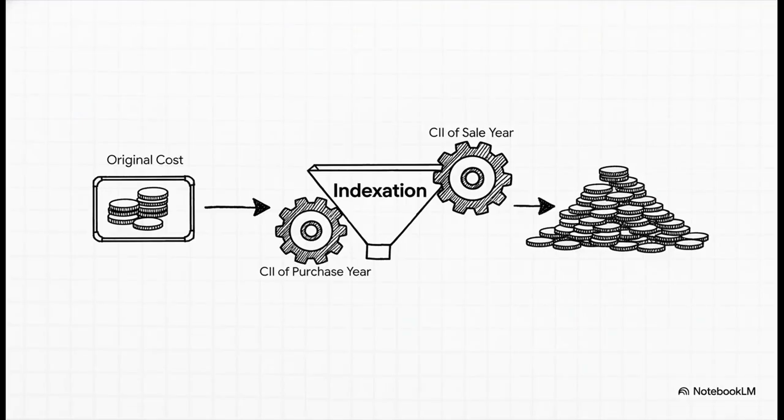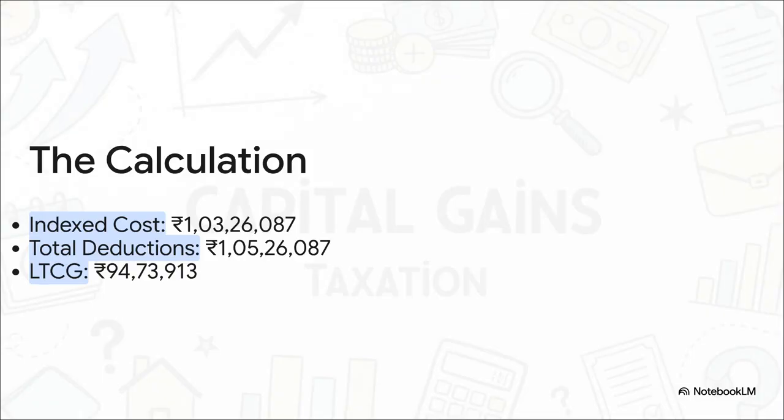Now, the first and most important step for a long-term asset is to calculate that indexed cost of acquisition. The formula is really straightforward. You just take the original cost and multiply it by the CII of the sale year divided by the CII of the purchase year. And here we go. Let's plug in the numbers. Look at that. The indexed cost comes out to over 1 crore 3 lakhs.